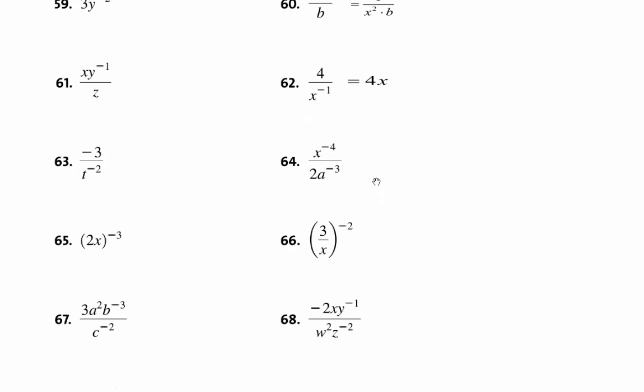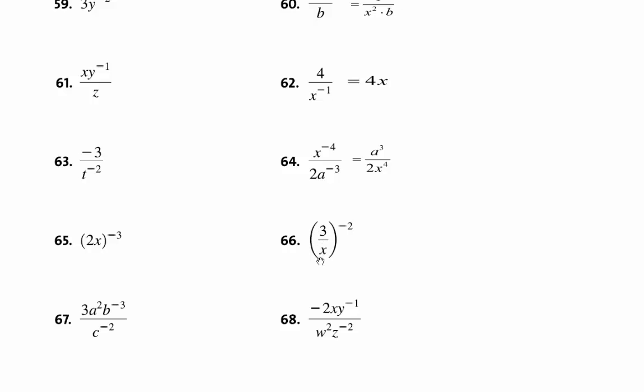Let's take a look at number 64. With 64, the x to the negative 4 is going to come down, and we're going to make the negative 4 positive. The a to the negative 3 is going to come up, and we're going to make the negative 3 positive. And the 2 just stays where it is. The 2 does not have an exponent directly attached to it. So you can see I'm left with a cubed divided by 2 times x to the 4th.